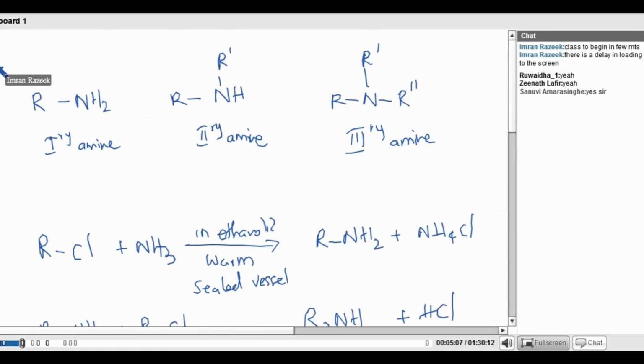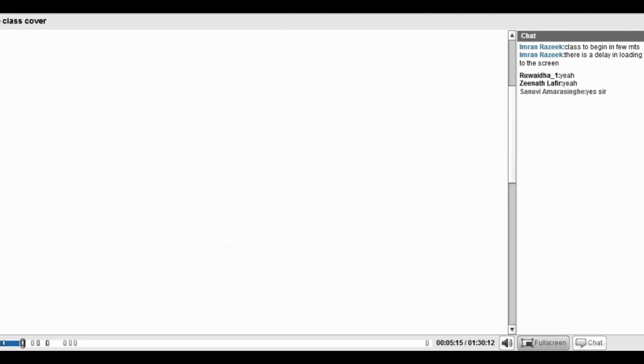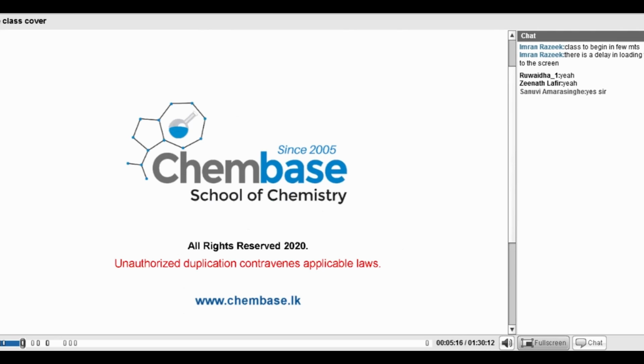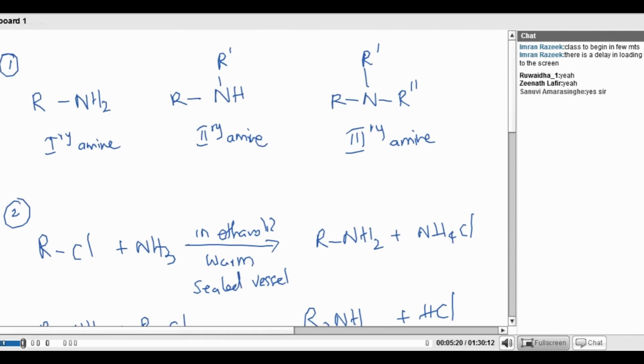We can copy this for the first question, copy the classification of the amine, and copy this for the second one, that's for the reactions of the amine. Right? Seems like there's a small issue with the loading of the tute. I don't know why. Okay, please copy this too.